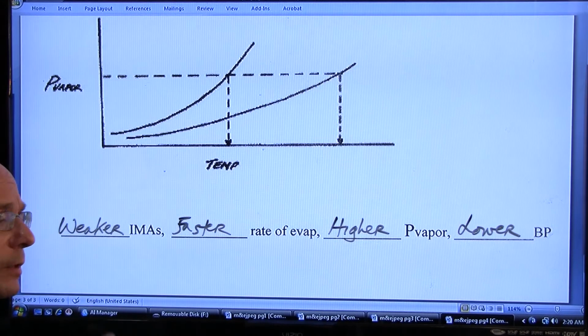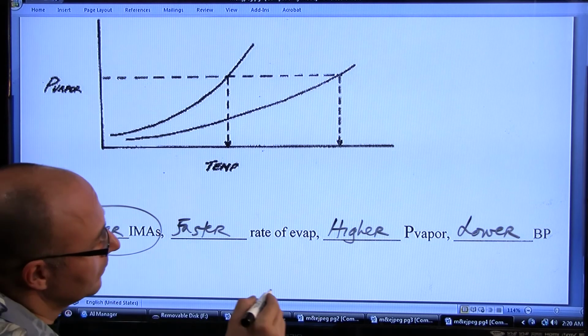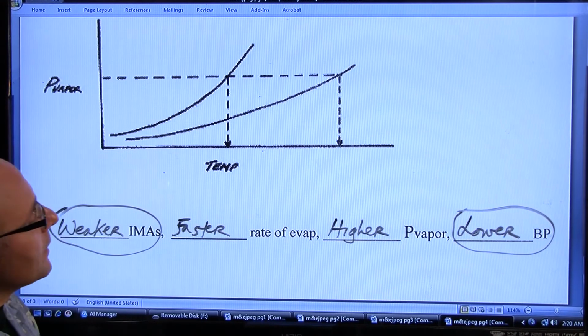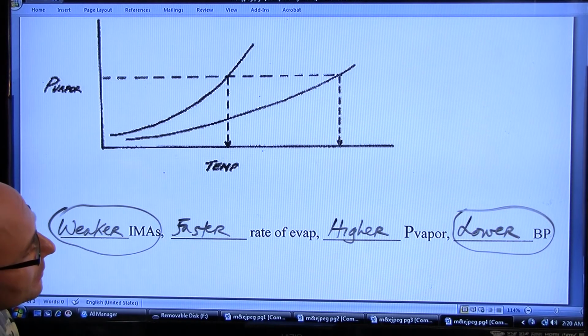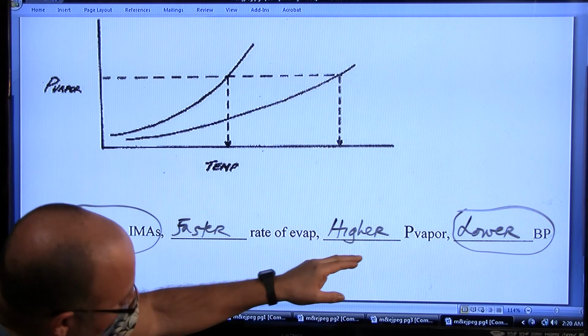Now this is a confusing relationship here. I would circle the extremes, though, to remember it. Weaker IMAs, weaker intermolecular attractions: lower boiling point, faster rate of evaporation, higher vapor pressure.